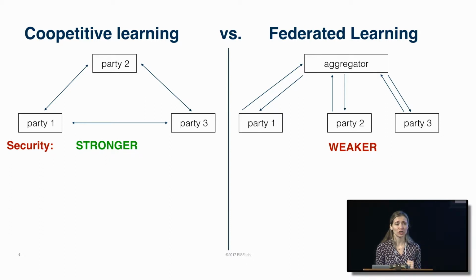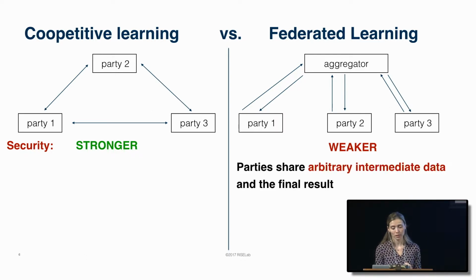Federated learning is much weaker in security and coopetitive learning is much stronger. The reason it's weaker in federated learning is that parties share intermediate data with each other, in addition to the final model. They want to train a final model together, but in the process, they're sharing a lot of intermediate data.